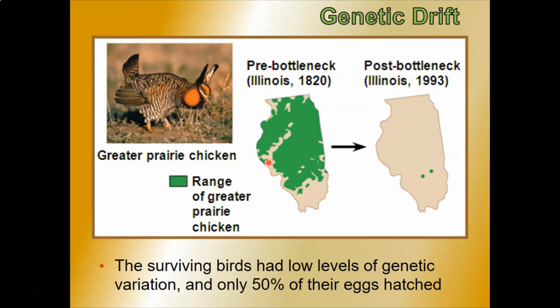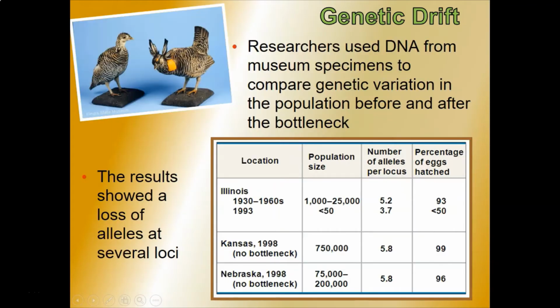Look at the, wow, the range of this bird was all over the state. And then if you look at after humans bottlenecked this species, wow, they're not found in very many places at all in Illinois, right? And the survivors had very low levels of genetic variation, and only 50% of their eggs were hatching. Wow, so we pulverized this species in Illinois, and those that are left weren't necessarily very healthy.